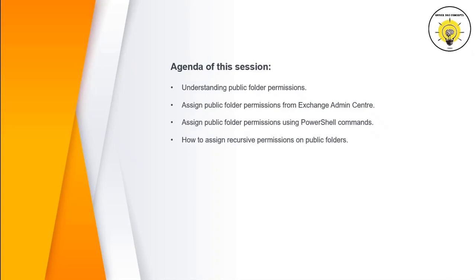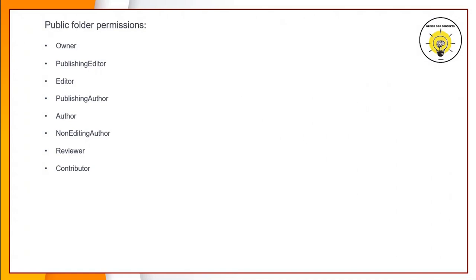Center and from PowerShell. The permissions that can be assigned on public folders are owner, publishing editor, editor, publishing author, author, non-editing author, reviewer, and contributor. Now let's discuss these permissions one by one.